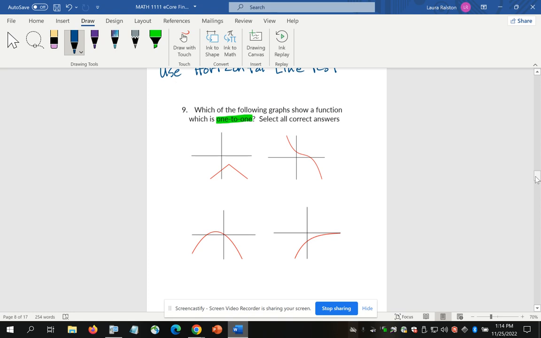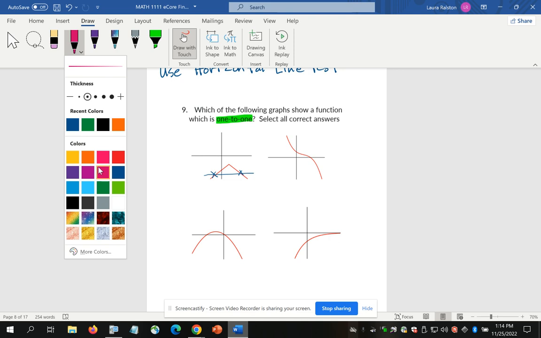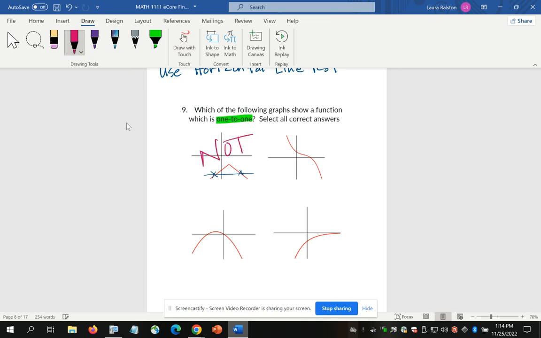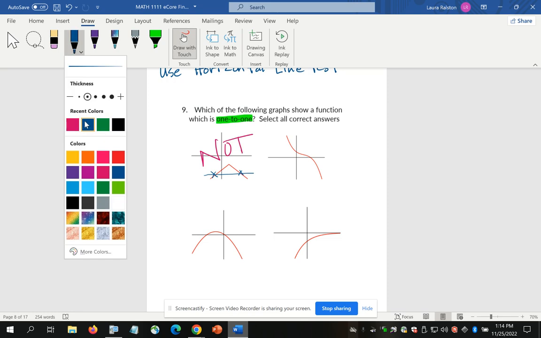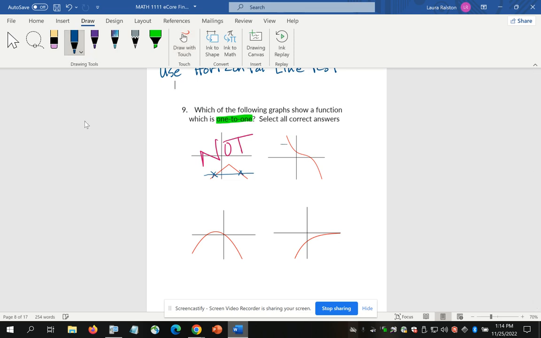So if I look at this first one and think about drawing a horizontal line, I notice that I cross 2 times. So that particular function is not 1 to 1. If I look at the graph to the right, I could draw lines in different places and I only cross 1 time. So this one would be 1 to 1.